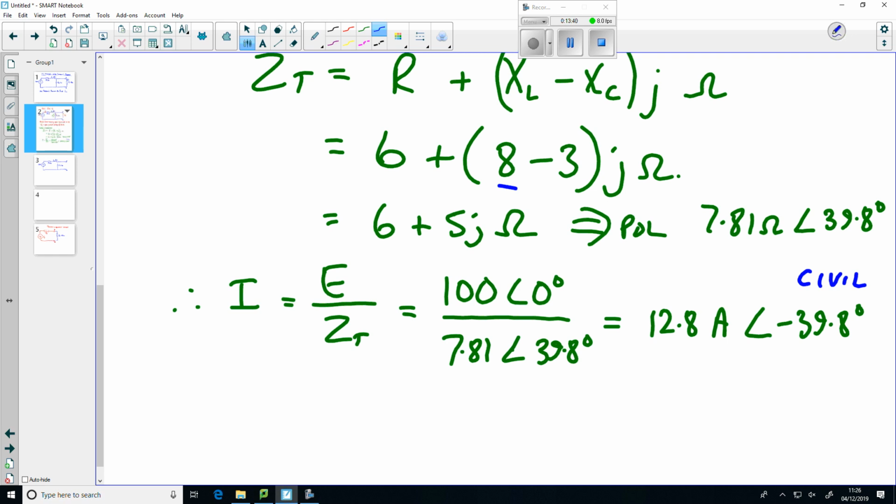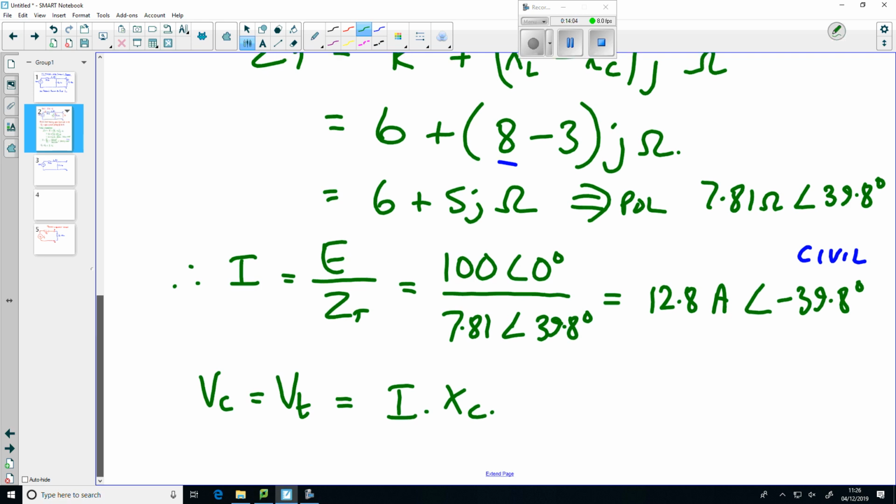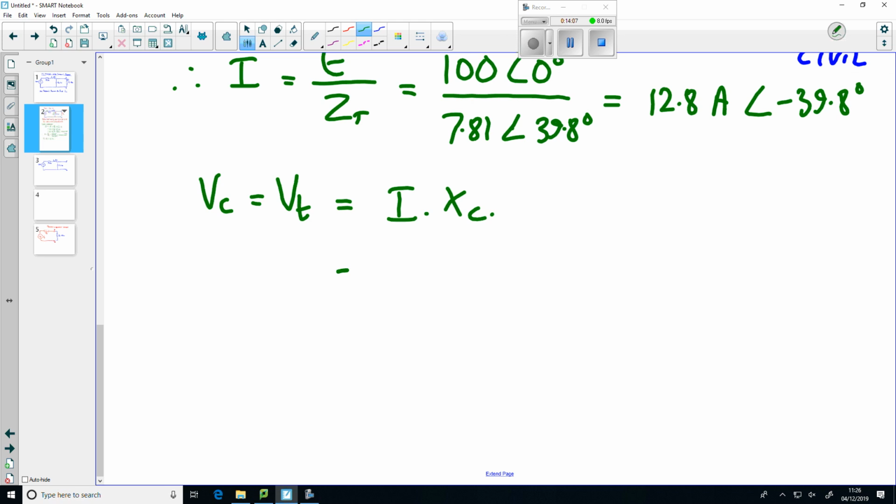Okay. So now that we know the current, we can say that VC, which is also equal to our little Thevenin's V little t that we want to find, is equal to I times XC. I is 12.8 angle minus 39.8 degrees. I usually put these in brackets. We're going to multiply that by the XC, which is 3 ohms.